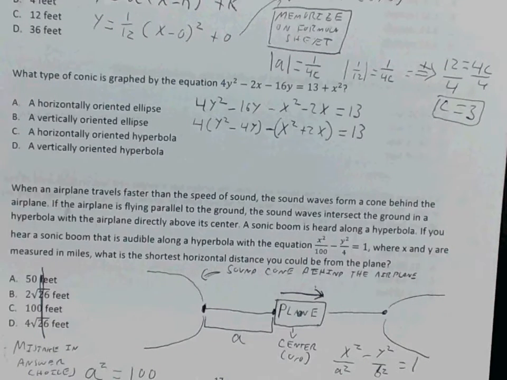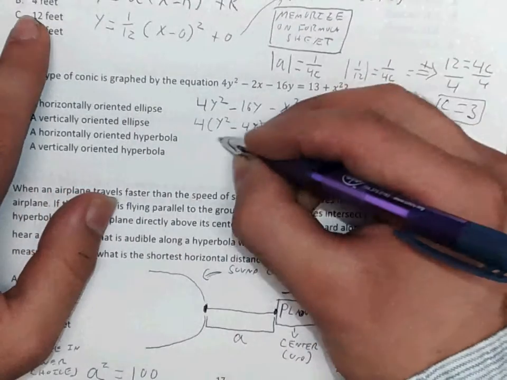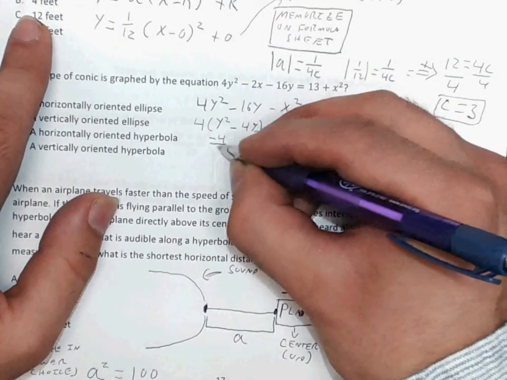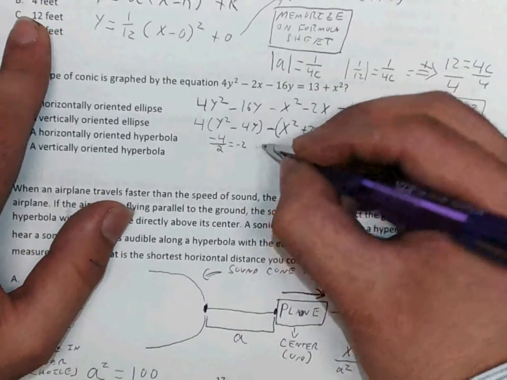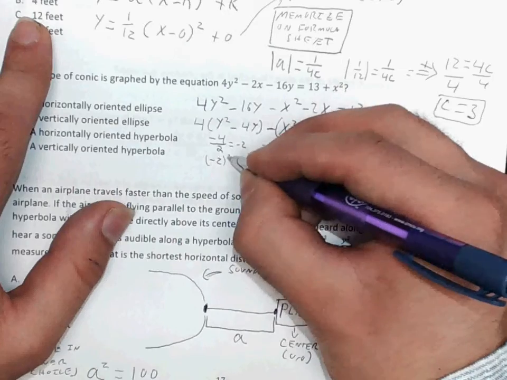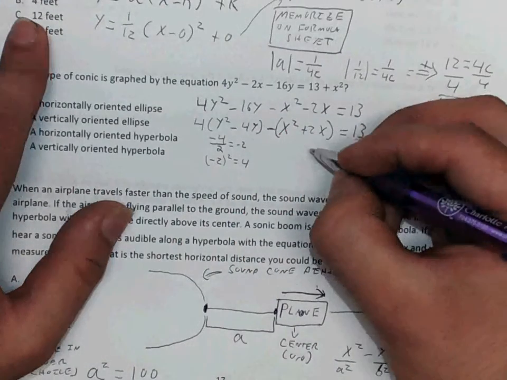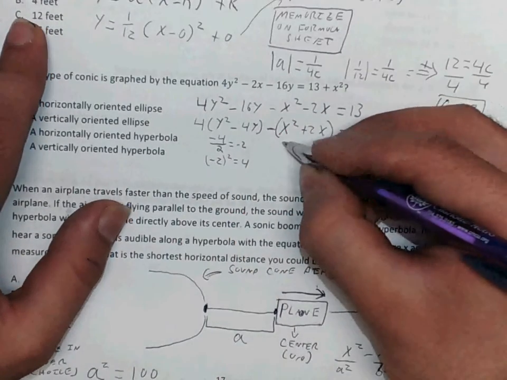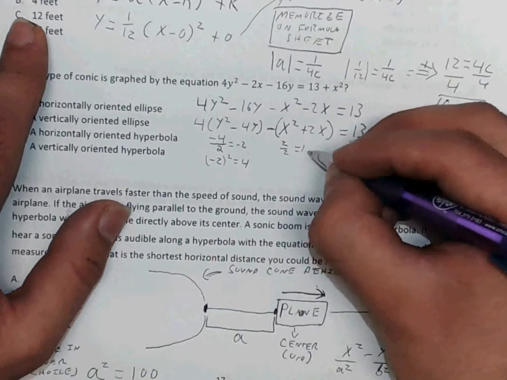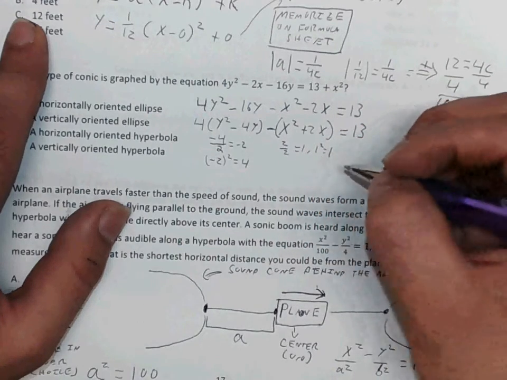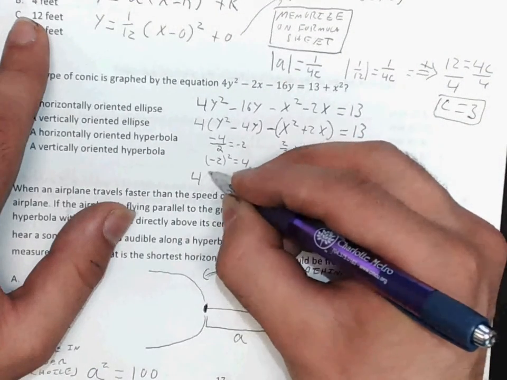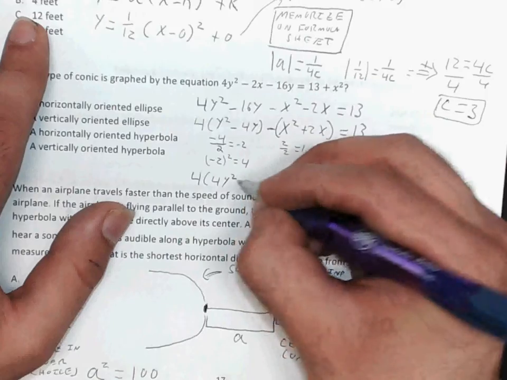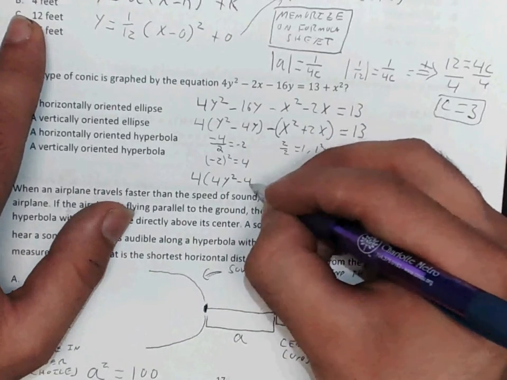Okay. So what we need to do is complete the square. We have negative 4 over 2 is equal to negative 2, and negative 2 squared is 4. In this case, 2 over 2 is 1, and 1 squared is 1. So when we evaluate the hyperbola, we have 4 times y squared minus 4y plus 4.